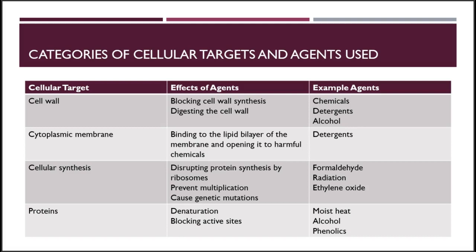Then finally we have proteins, and the typical action of agents used that target proteins are either to denature the protein or block the active sites on enzymes. Moist heat does this because of the temperature. Remember, proteins denature outside of that optimum temperature. Also, alcohol and any of the phenols are going to do that as well.